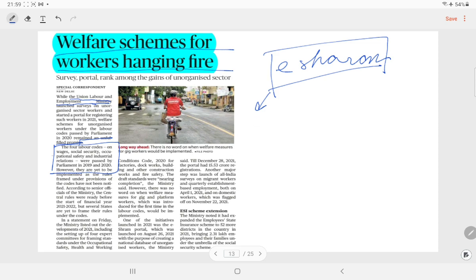Also, the ESI scheme is extended. The ministry extended the Employees' State Insurance scheme to 52 districts in the country, and it brings 2.31 lakh employees under it. So what are the different major labor laws, and what are the different welfare schemes for unorganized sector workers, we will be dealing with that.